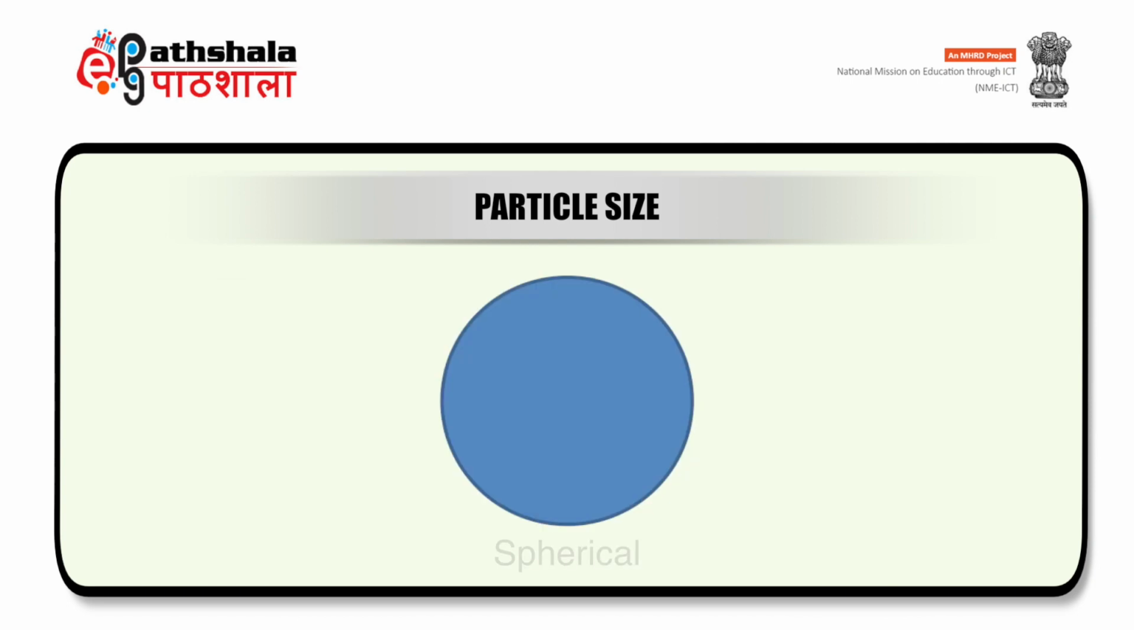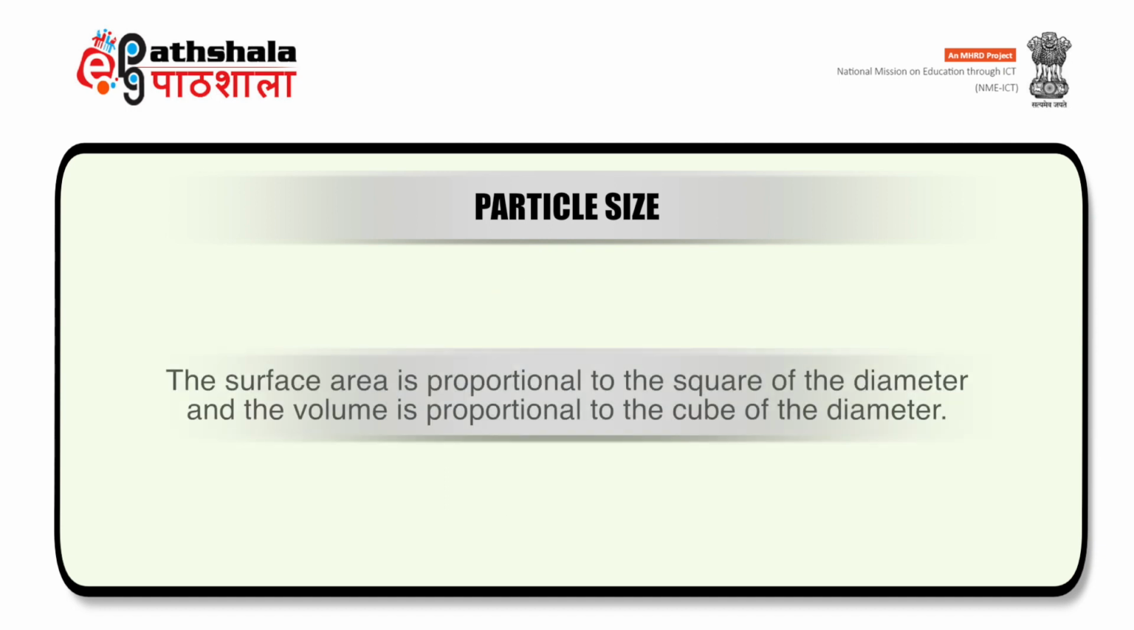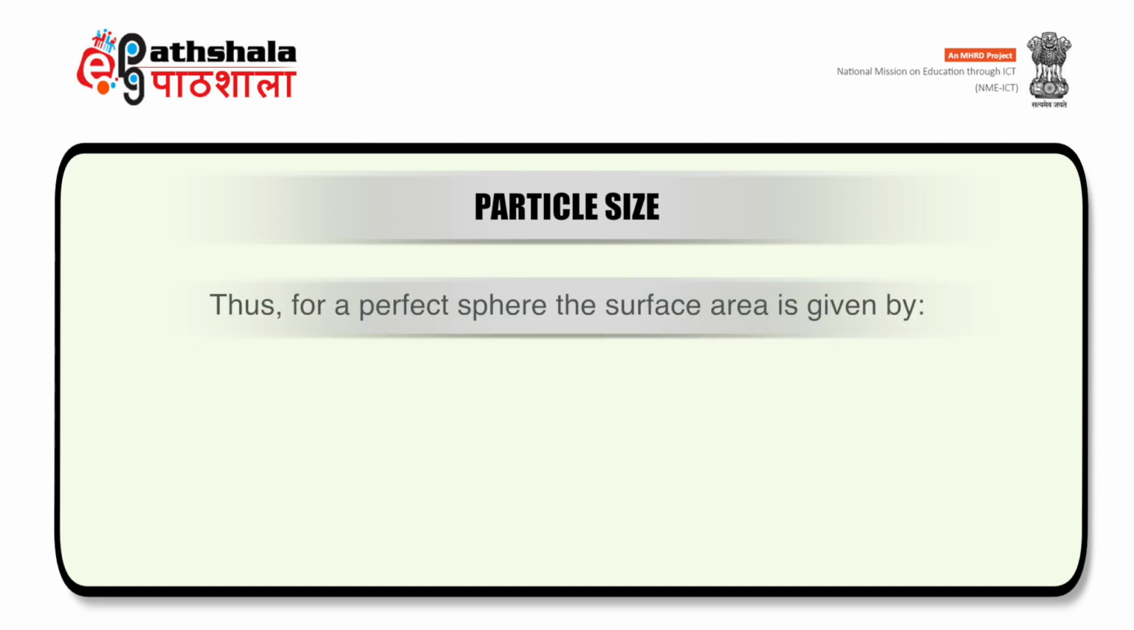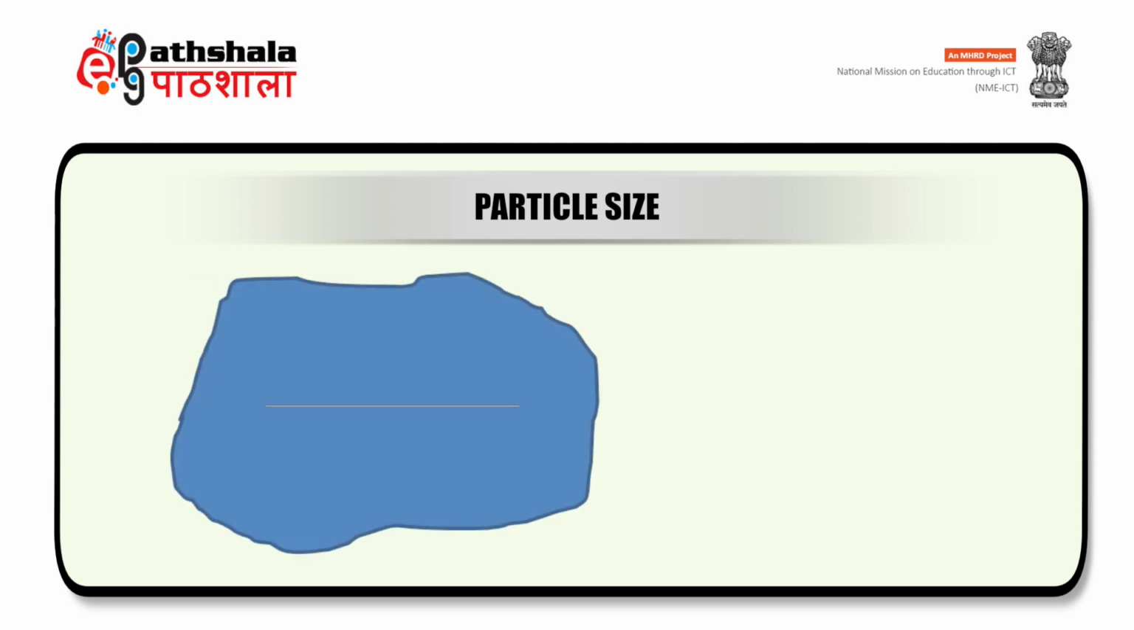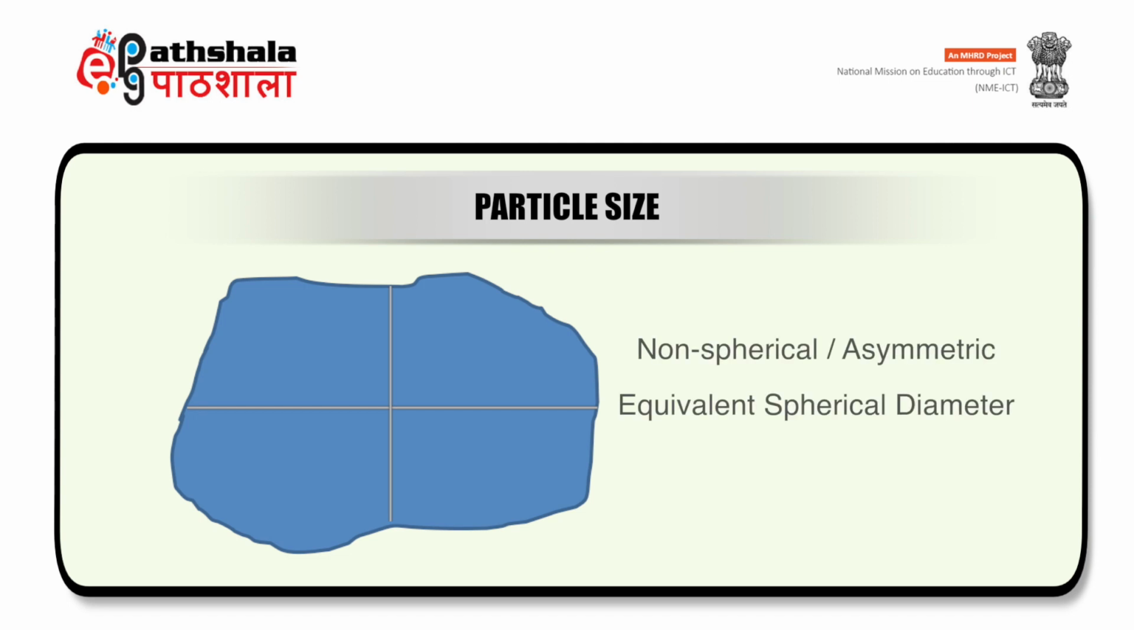In case particle size is difficult to measure, the particle volume or surface area can also be quoted. The size of a spherical particle can be expressed in terms of its diameter. The surface area is proportional to the square of the diameter and the volume is proportional to the cube of the diameter. Thus, for a perfect sphere, the surface area is given by the equation S equals pi d square and the volume is given by the equation V equals pi d cube by 6. However, in naturally occurring particulate solids and milled solids, the shape of particles is irregular with different numbers of faces.